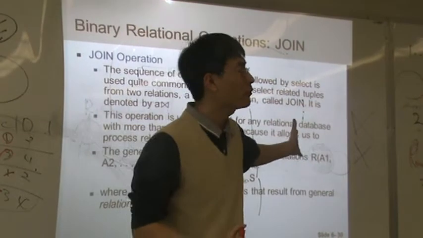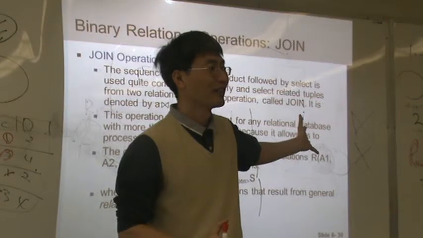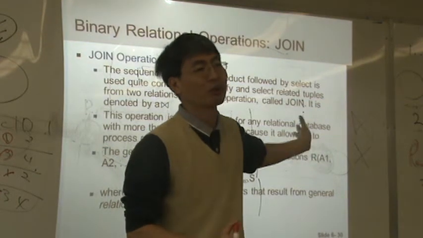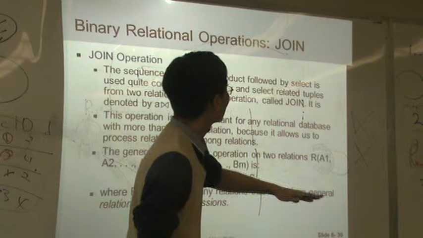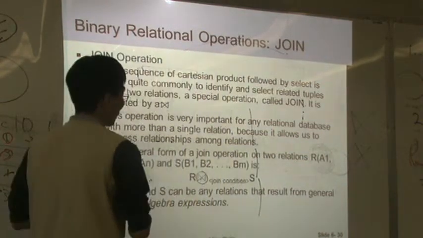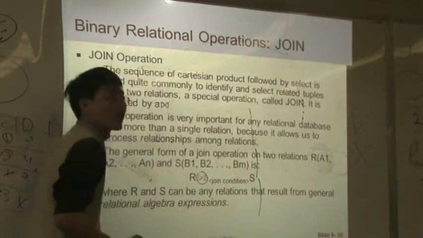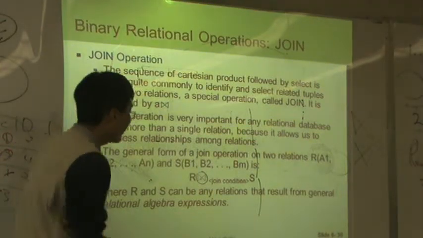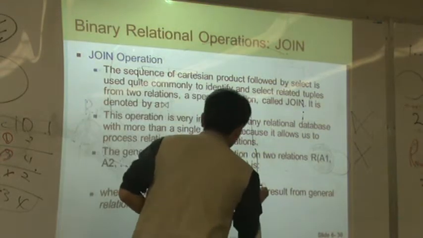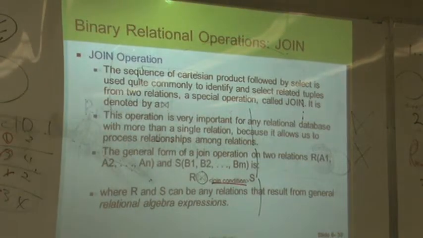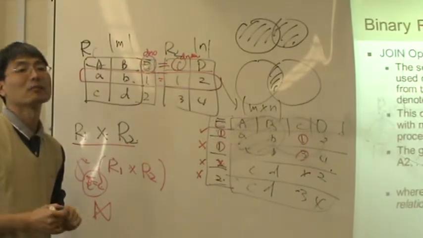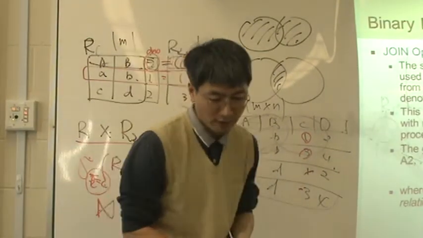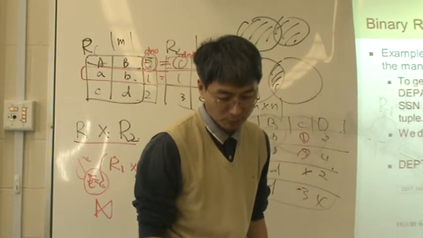Is there any specific name of this? Seriously. Everybody says just join operation. So this is the join operation. Join operation consists of two relations and a join condition. What is this join condition? Join condition is the select condition of the Cartesian product. Okay, so let's take a look at an example of this one.